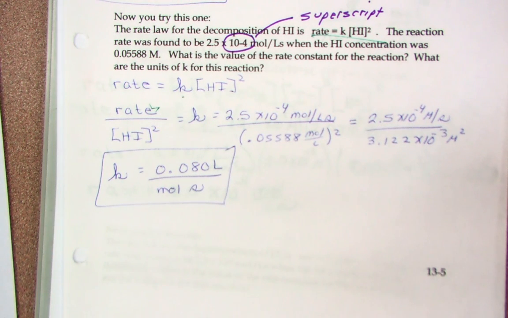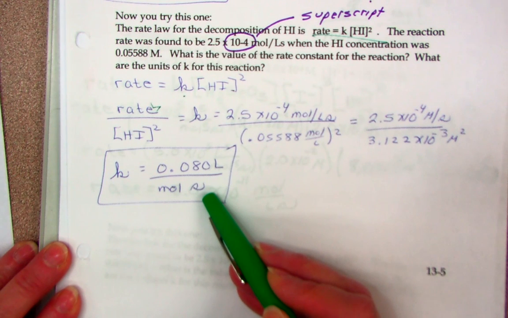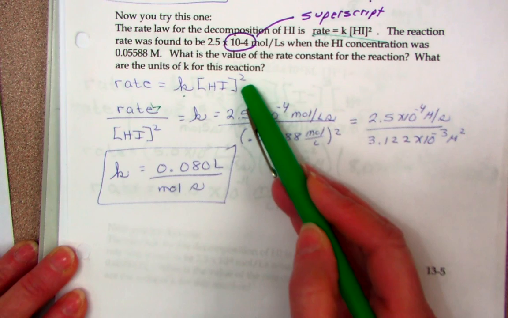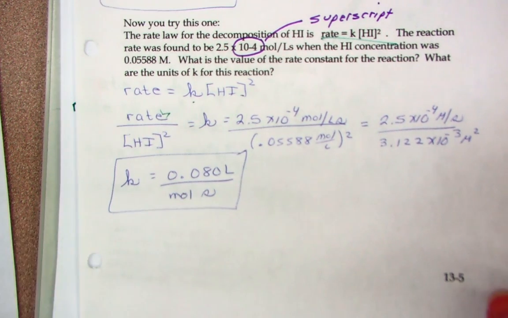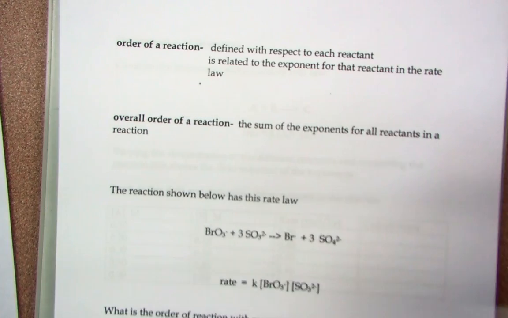Now this one says, what is the value for the units for the K? Well, this is an important thing, and this will be really helpful on the next page when we introduce the concept of rate. The units for the K value will always have seconds on the bottom, and it will be liters per mole raised to some exponential power that is 1 less than the sum of the exponents. So here the exponent was 2, so I have liters to the first per mole to the first. And this is something that will help us figure out what the order of reaction is.